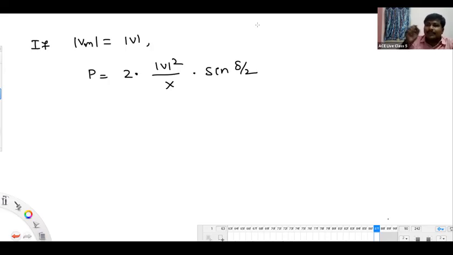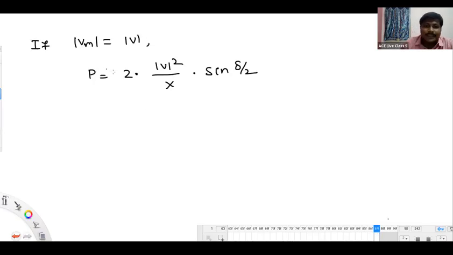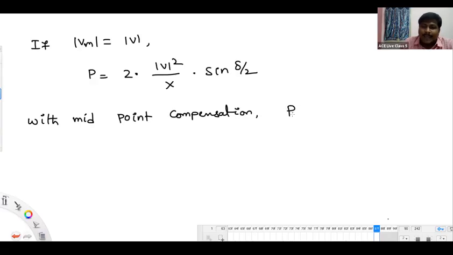Then what is the Pmax of this network, I can say? What is the Pmax of the resultant network after keeping midpoint compensation? That is 2 times V square by x. Right. So with midpoint compensation, maximum power transfer capacity will be 2 times mod V square by x.